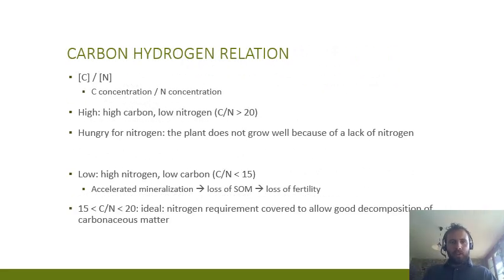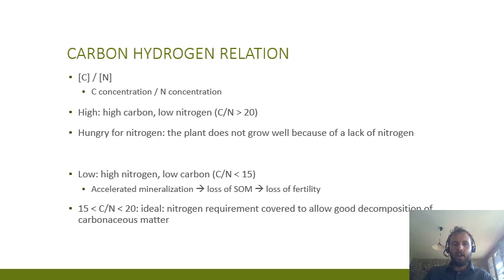And then a few words about the C/N ratio. It is the concentration of carbon in the soil divided by the nitrogen concentration. It gives a good insight on the soil composition. If you have a high C/N, you have a lot of carbon and not much nitrogen, for example a C/N above 20. This means there is not enough nitrogen for the plant, so the plant will not grow well because of lack of nitrogen.